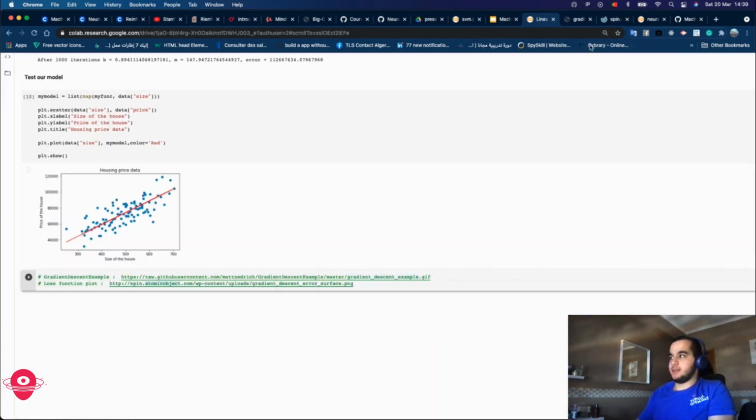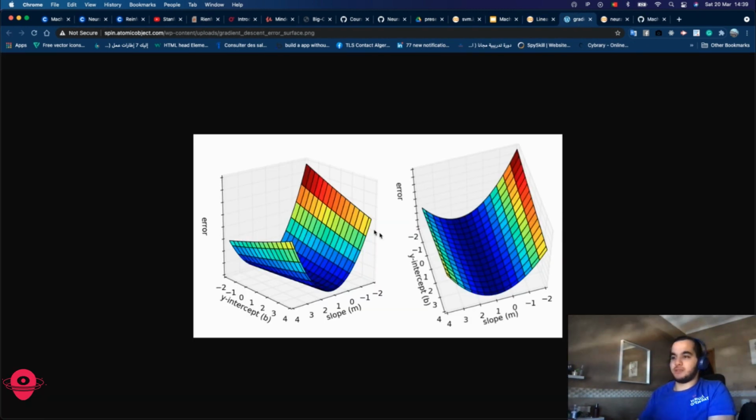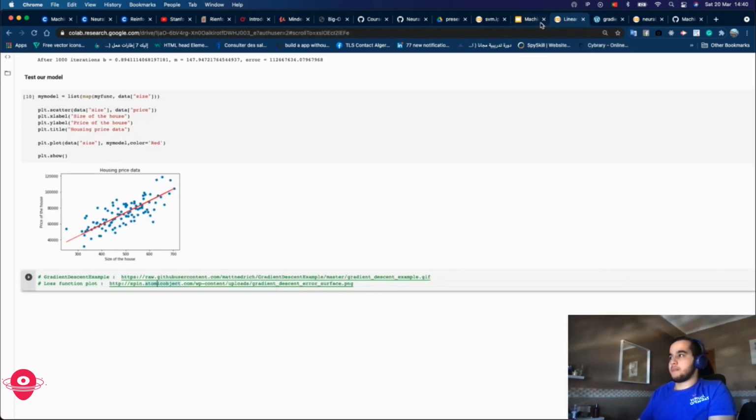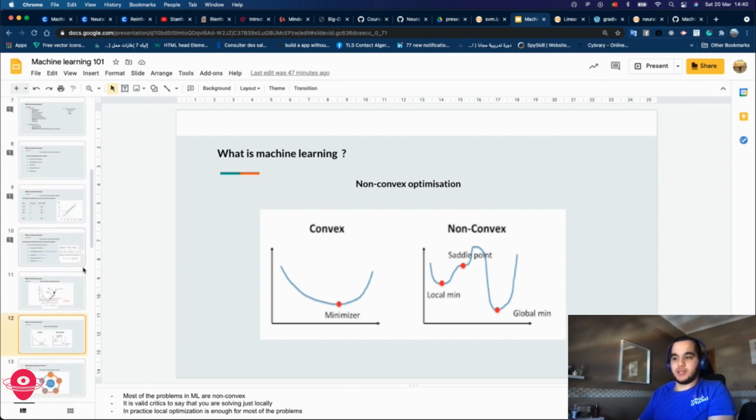And the second link here is basically the cost function in 3 dimensions, because in the slide we saw it just in 2 dimensions. So it was the cost with respect to the first parameter, but since our model has 2 parameters, the m and the b, this is how the cost function looks like. So let's now get back to our slide. Do we have any questions up until now before we jump into the types of models?